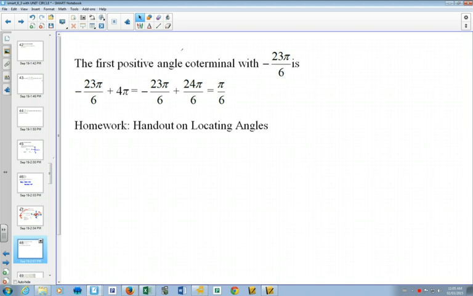So I've got a sheet for you to practice a bunch of these. The majority of them are in radians. And we'll do a couple together.